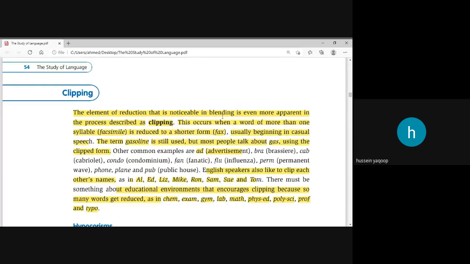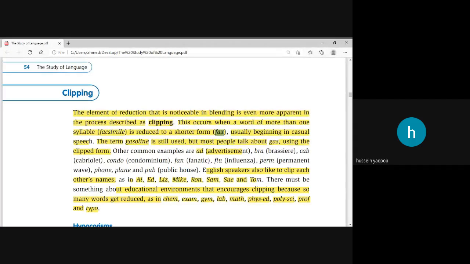This occurs when a word of more than one syllable is reduced. Now, not two different words, but one single word. That word should not be of one single syllable, but at least two syllables. Now, as you can see, the word I'm highlighting, facsimile. So facsimile is reduced to be what? To be fax.